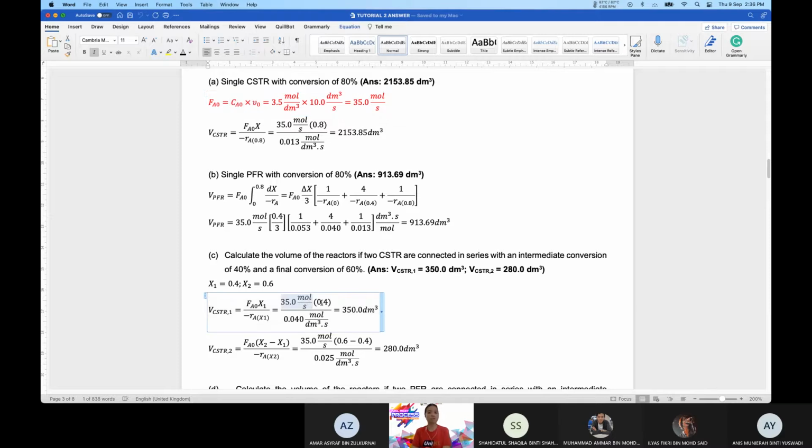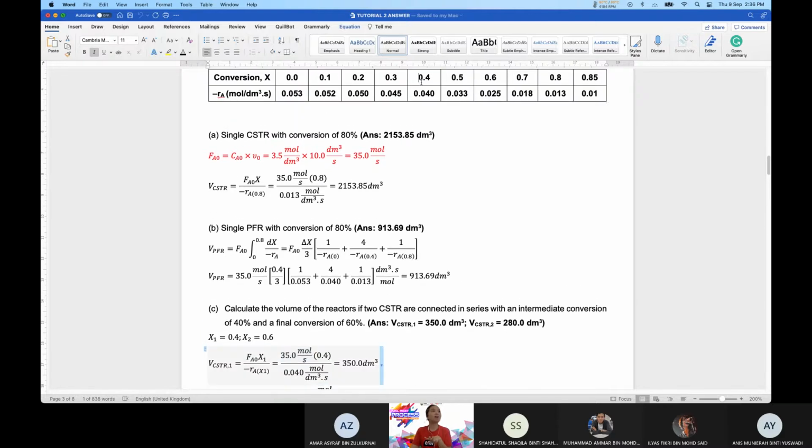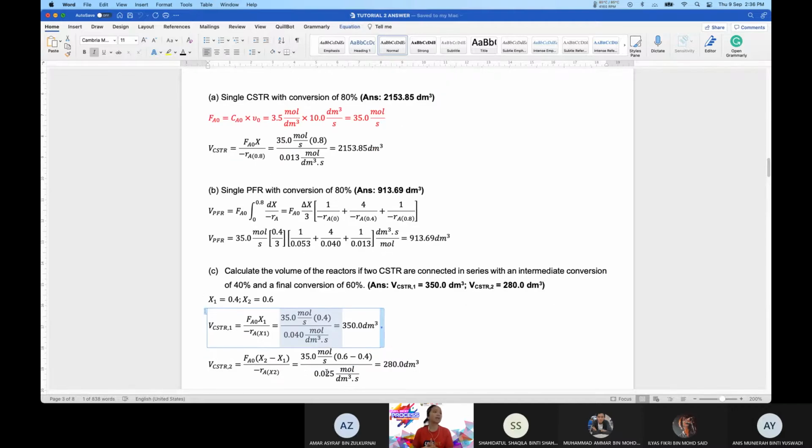So X1 is 0.4, and when X is 0.4, my minus RA is 0.04. When we substitute 0.04, you will get the volume of the first reactor as 350 dm3.